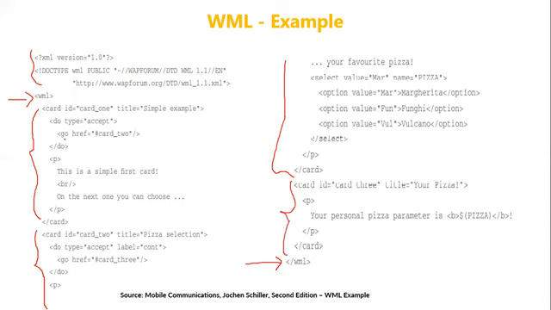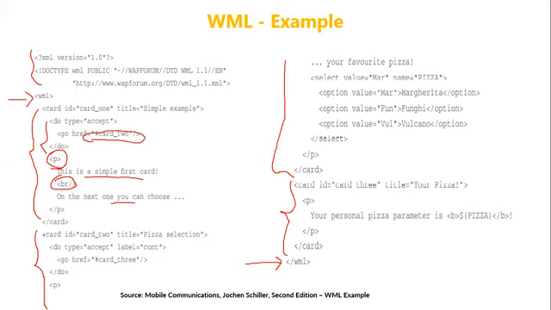In card one, first we have a do type. In the do, we have type equal to accept, go href to card two. That is an internal link, so it creates an href. If somebody clicks that, it will go to card two. Then it creates a paragraph, this is a simple first card, and in the next line it displays, on the next one you can choose something. These paragraph tags and BR tags are all similar to HTML tags.